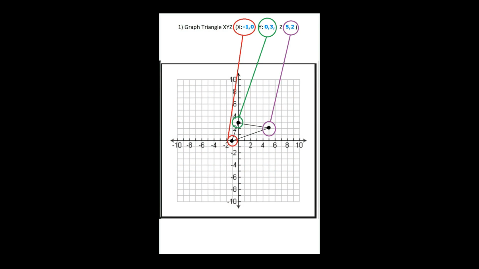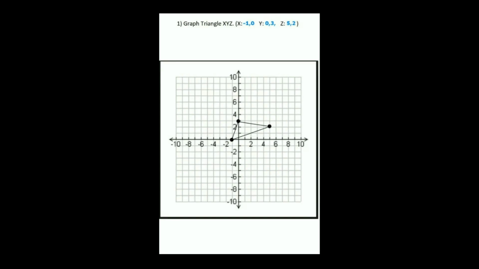So let's see what that looks like. We're going to move the shape once, twice, 3 times. Now we're going to move it up by 4 units. So here we go. 1, 2, 3, 4. Now the problem asks us to graph the new coordinates. And those new coordinates are as follows. X is -1, 0. Y is 0, 3. And Z is at 5, 2. So those are our 3 new points. So that concludes number 1.